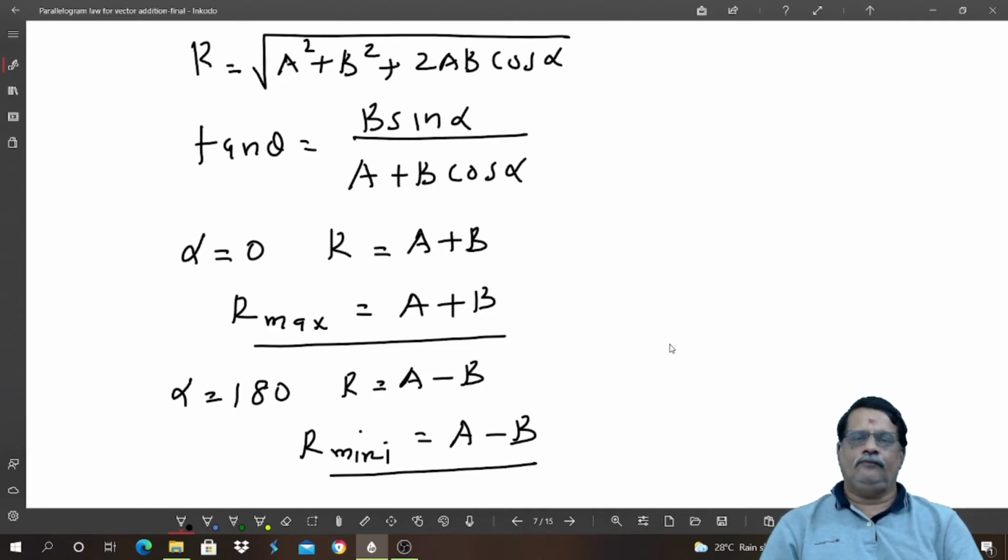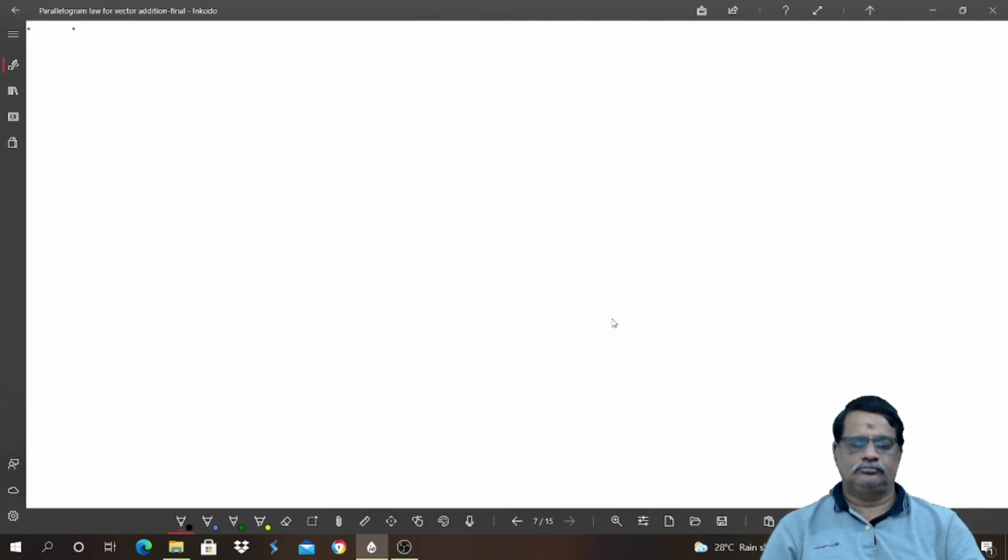So that is how we get the magnitude of the resultant as well as the direction. These points are very important, so keep in mind this formula for getting the magnitude of the resultant as well as its direction.